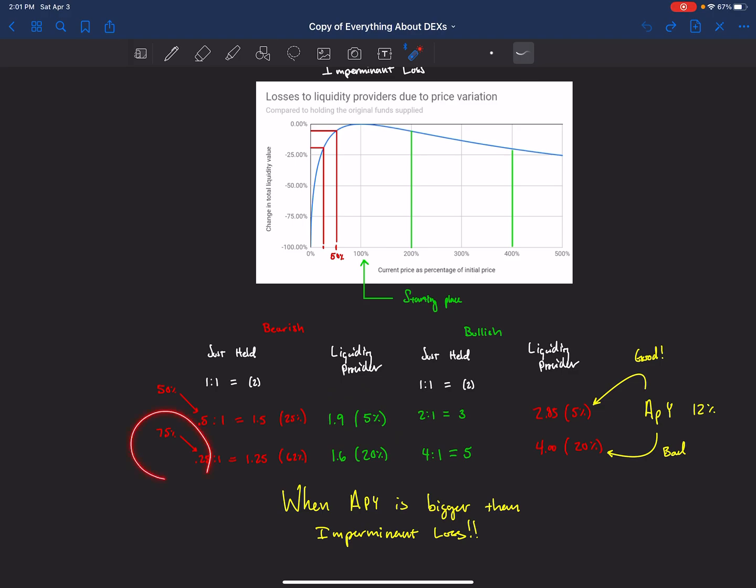And if it went down 75%, you would lose 62% of your total, right? If one of your tokens went down 75% and the other one stayed at 1, you'd have 1.25, so you'd lose 62%. But as a liquidity provider, you'd only lose 20%.